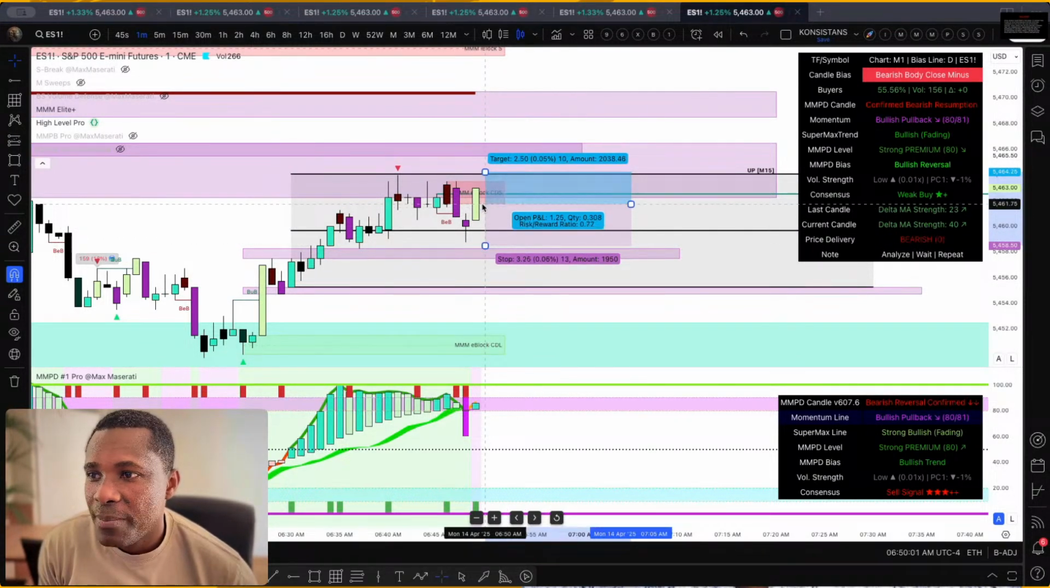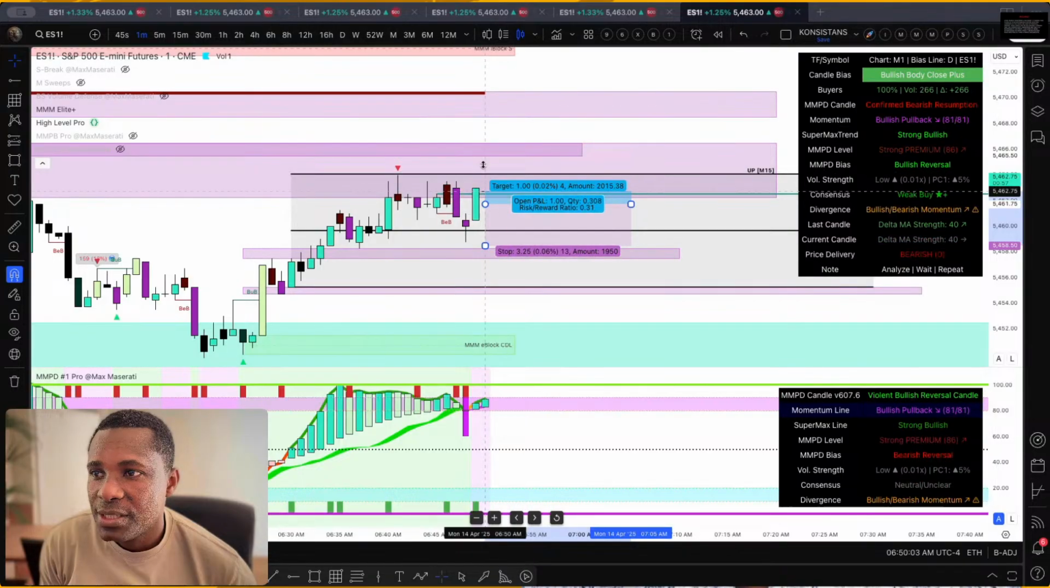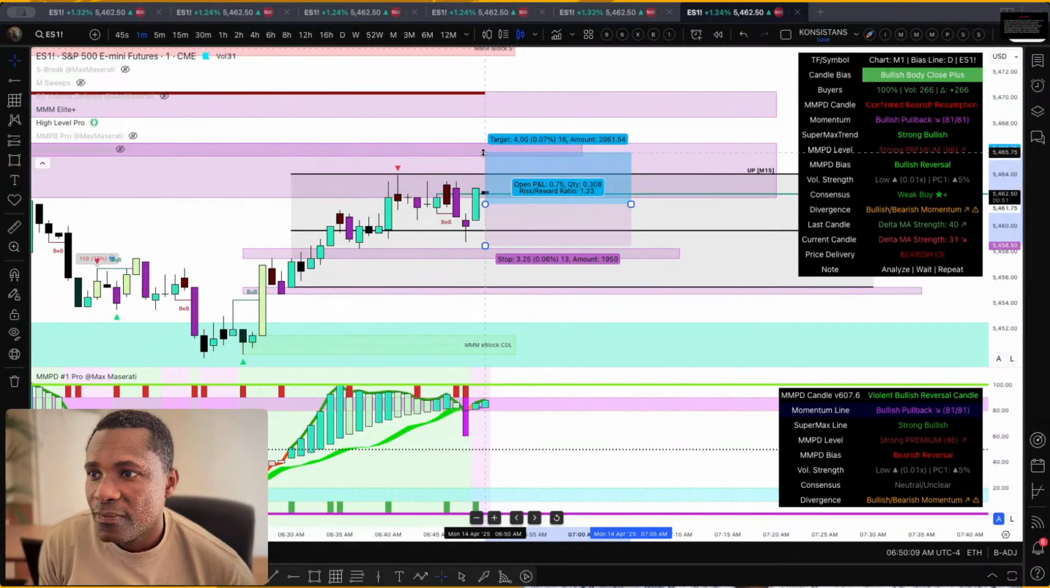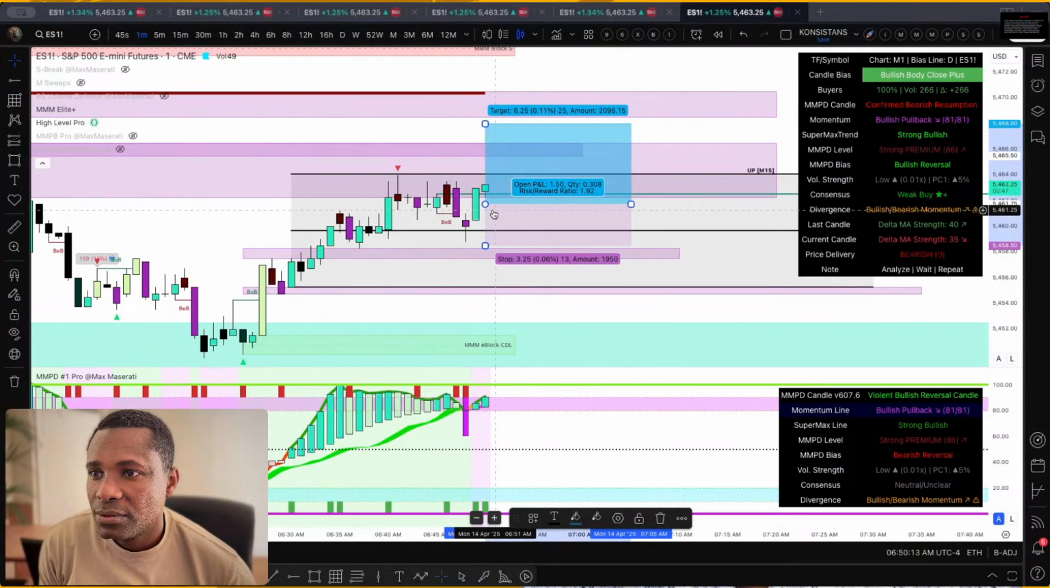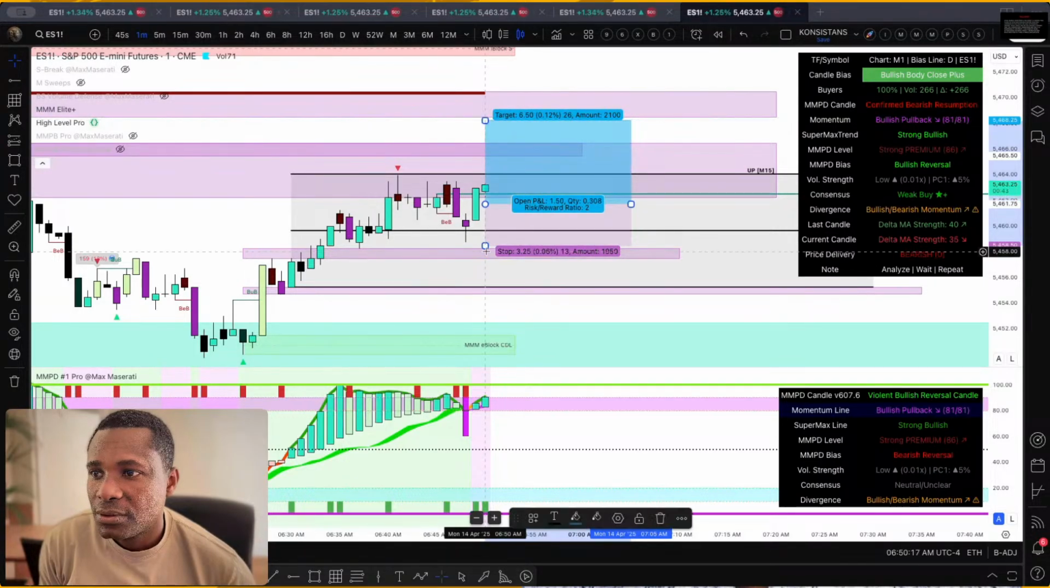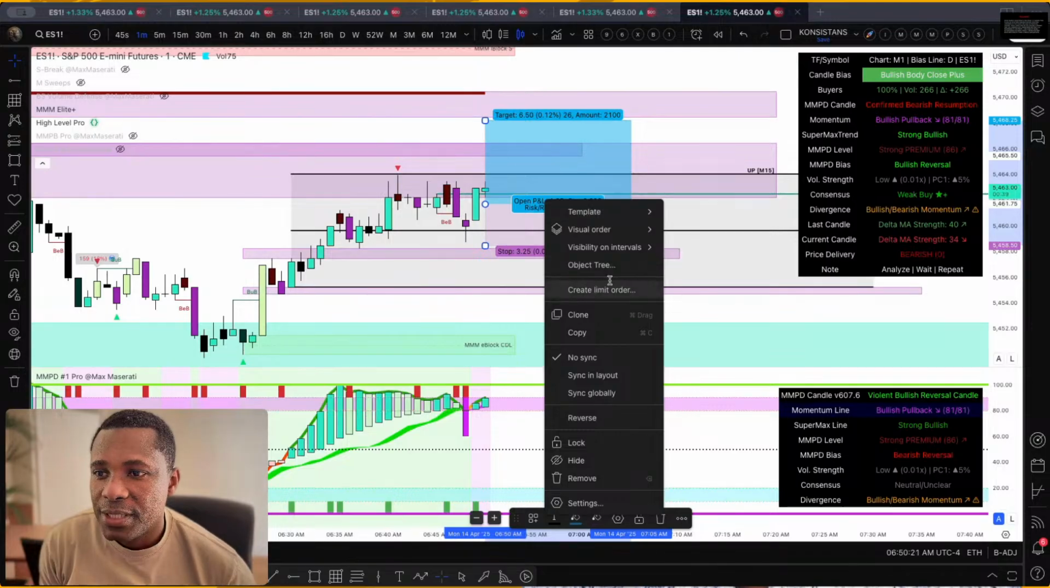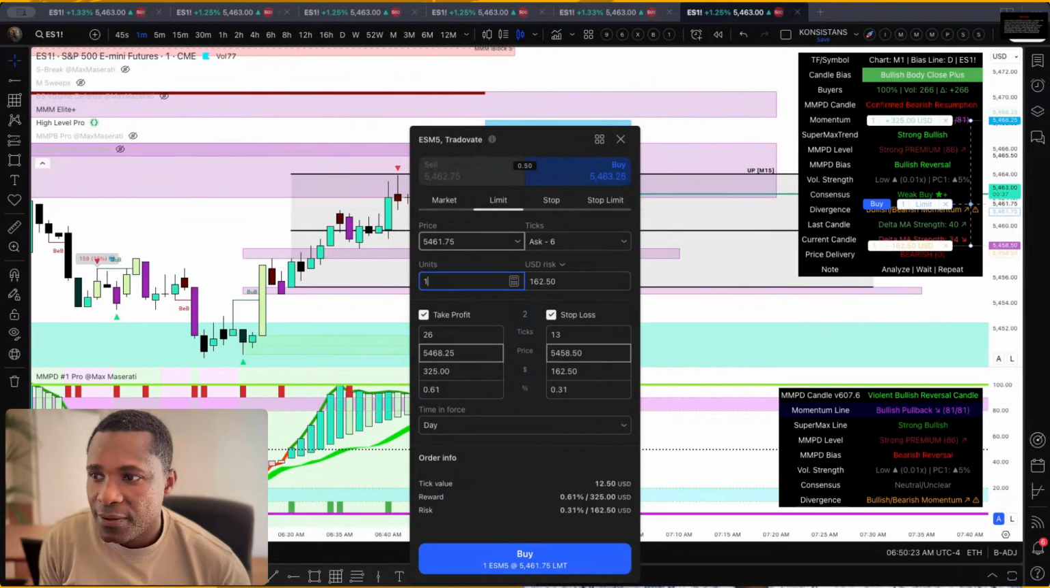But remember, this kind of trades are, wait a minute. Why is this not on? One, two, three. Okay. We can take a very nice trade here. One buy limit.